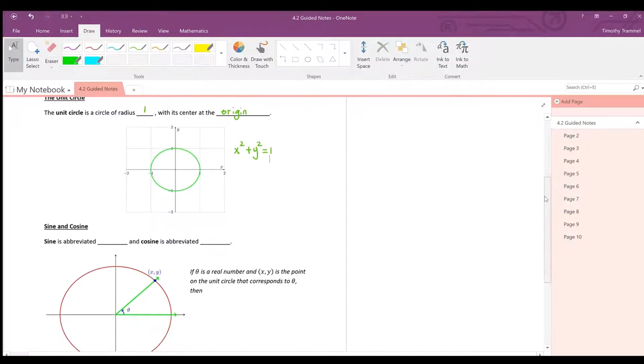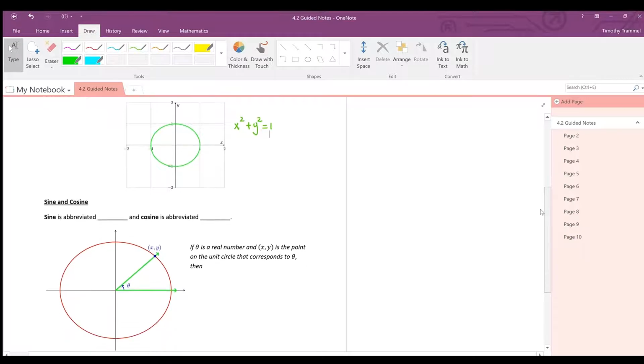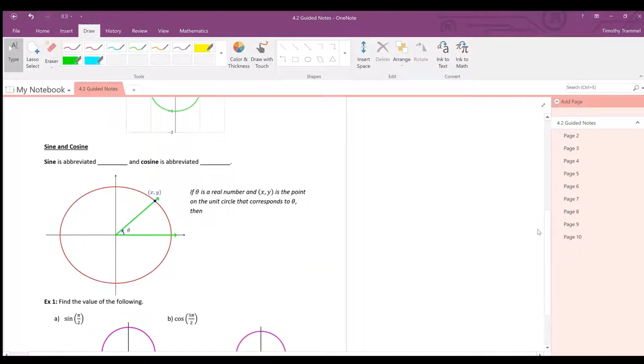All right. So now that we know what the unit circle is, we can figure out what sine and cosine are. You might have already noticed on your calculator that there is a button labeled SIN, and one labeled COS. That is because sine is abbreviated SIN. I know it's not much of an abbreviation, but that's what's used. And then cosine, the abbreviation is COS.